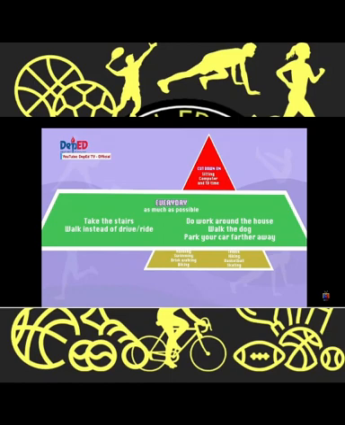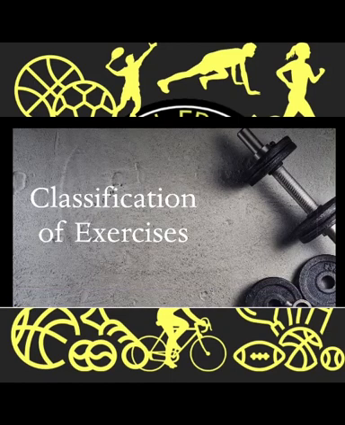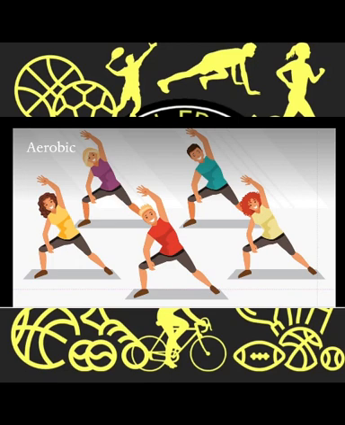Now, let's find out the different classifications of exercises that you may want to include in your fitness program. Let's begin with aerobic fitness. It makes you sweat, makes you breathe harder, and gets your heart beating faster. This strengthens your heart and lungs and trains your cardiovascular system to manage and deliver oxygen more quickly and efficiently throughout the body. Examples of aerobic exercise include walking at a brisk pace, swimming, jogging, or even dancing.